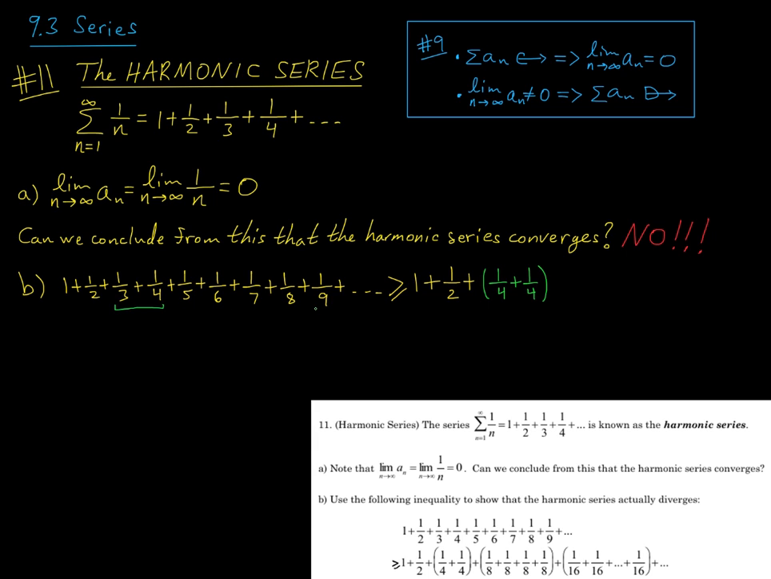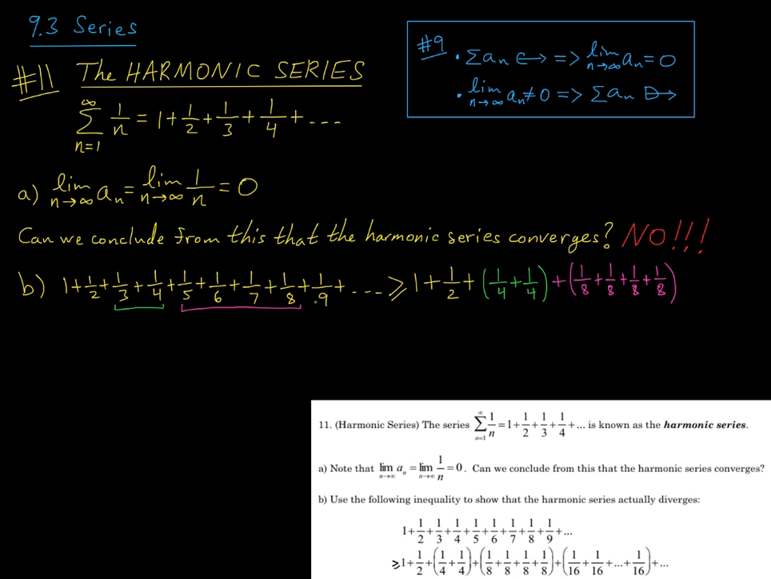Then I'm going to group the next 4 terms. So the 5th, the 6th, the 7th, and the 8th. And I'm going to trade in the 5th, the 6th, and the 7th for an 8th. And so here I get this group. And again, since the 5th, 6th, and 7th, they're all larger than an 8th, that only makes things smaller.